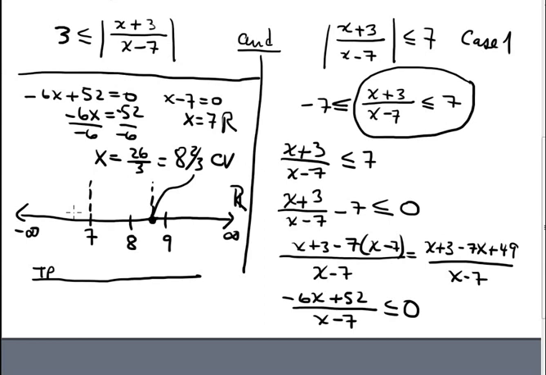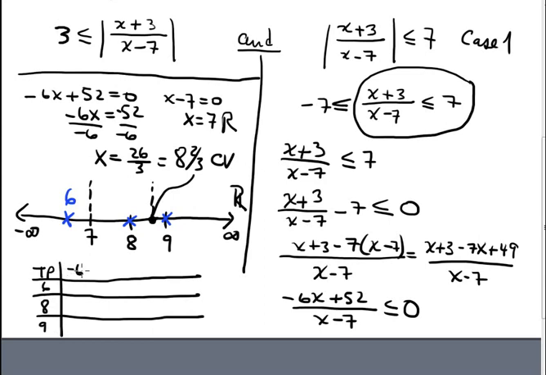The testing points: 6, maybe it's good testing, 8, maybe 9, there's another testing. So we have 6, we have 8, and we have 9. And the factors are negative 6x plus 52, and the other factor is x minus 7, and the total.